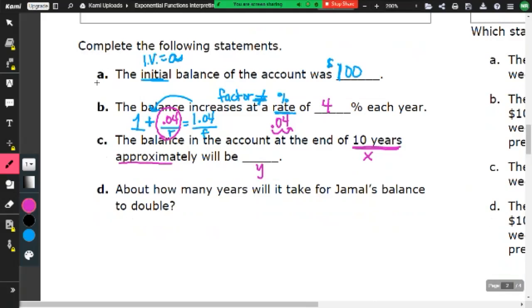And notice it does say approximately. It doesn't mean it's exactly 150. So you want to find something close. So I'm just going to write the words close to. That doesn't mean you're going to see 150. You might see 148. You might see 149. You might see 151. Find the one that's closest to 150. How many years will it take for Jamal's balance to double? It's telling us that the balance, the dollar amount, doubled. What does it mean to double something?